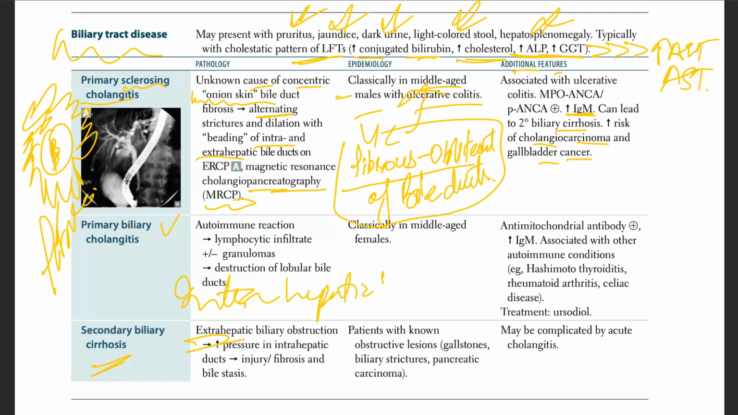Okay. So let's talk about the second thing, which is primary biliary. This was primary sclerosing cholangitis. Now we're talking about primary biliary cholangitis. It is an autoimmune reaction which leads to lymphocytic infiltration, plus or minus granuloma formation, and destruction of the lobular bile ducts. Which lobular? Intrahepatic bile ducts. When you destroy the intrahepatic ducts, again you will have cholestasis and all of these signs, but where they are damaging is important. Intrahepatic bile ducts. So here you have again autoimmune destruction of the intrahepatic bile ducts.